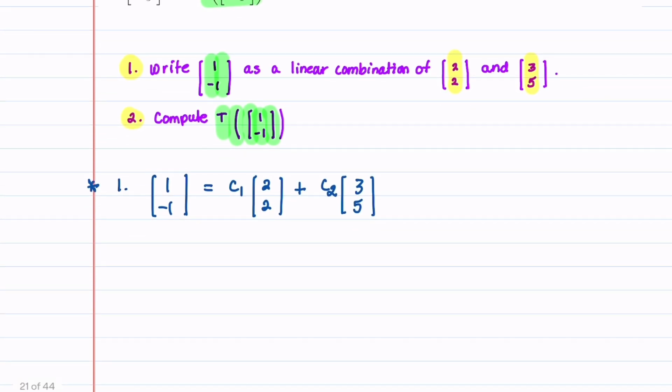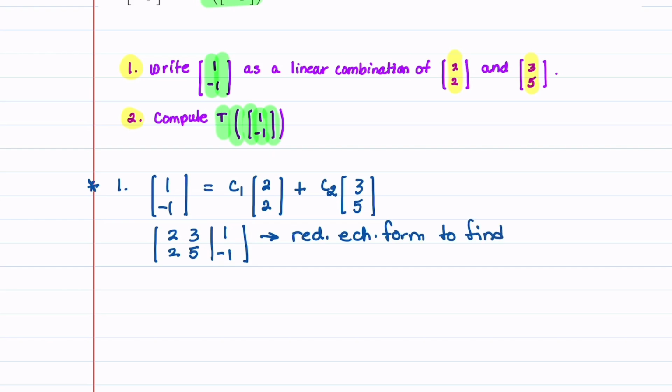In order to find C1 and C2, we're going to create an augmented matrix, [2, 2; 3, 5], and we're going to augment it with (1, -1). And we're going to put this in reduced echelon form to find C1 and C2.